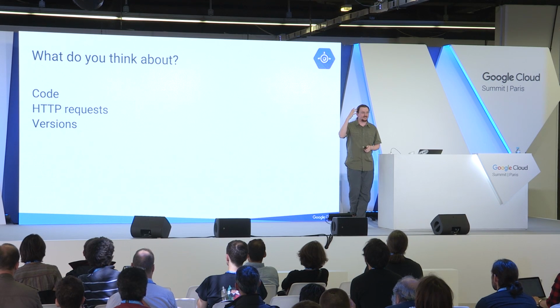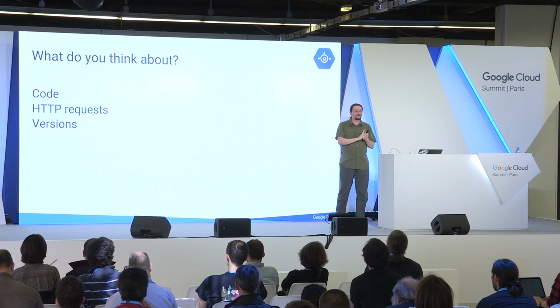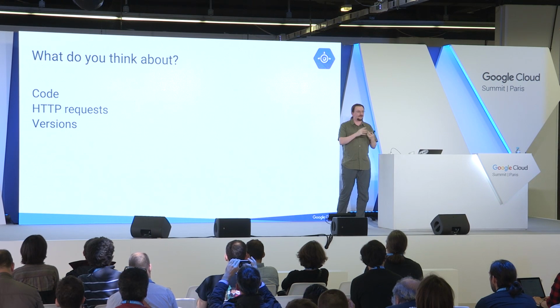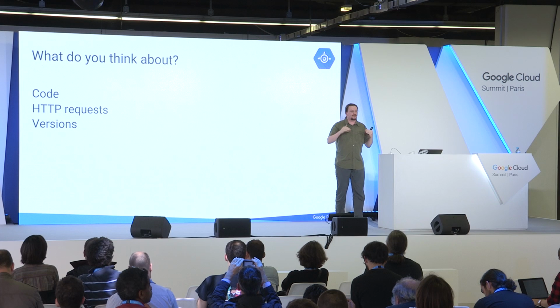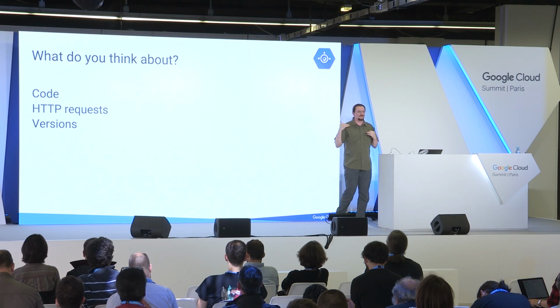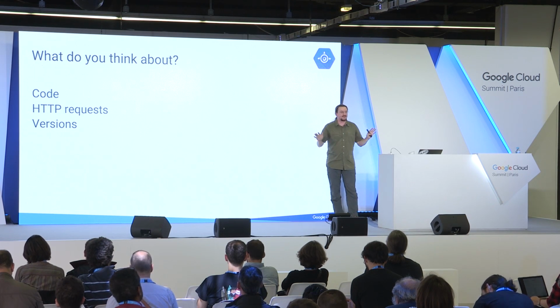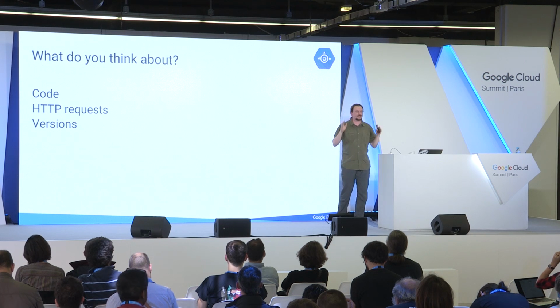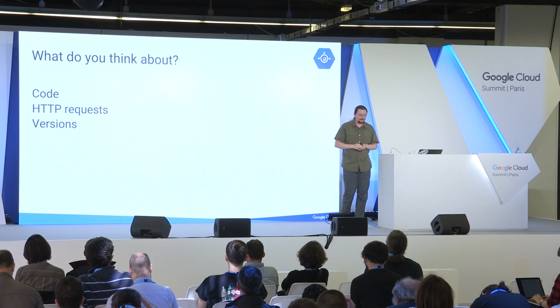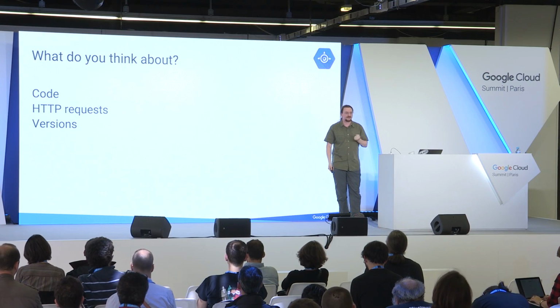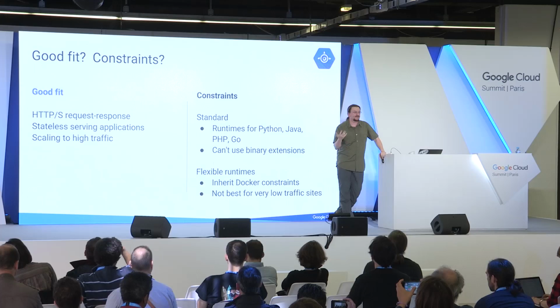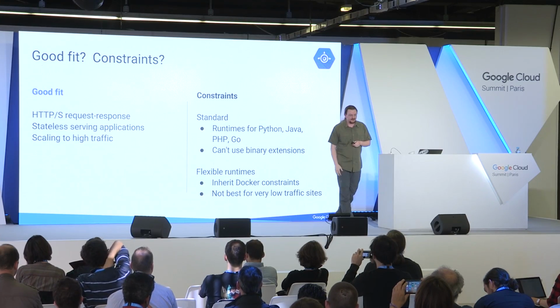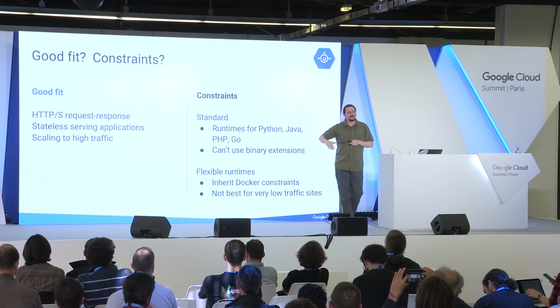When you're using App Engine, you're thinking about the code that you've written in Python or Go, whatever language you're using, the HTTP requests and responses, and the version of your code. And that's about it. There's no servers that you need to worry about. You can focus directly on your business needs. As I said before, it's a really good fit. It's meant for serving websites or HTTP APIs, anything that's HTTP-based. Scales very well to high traffic.